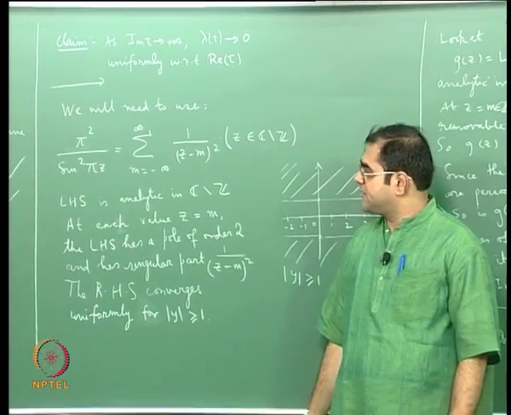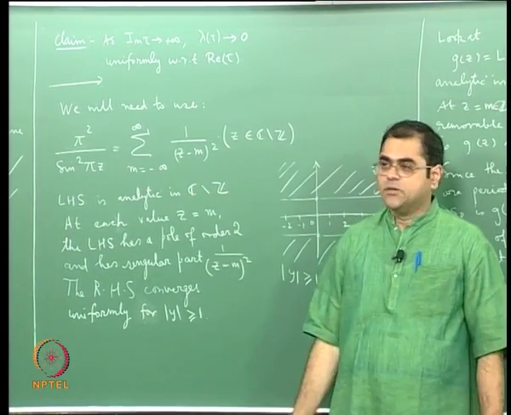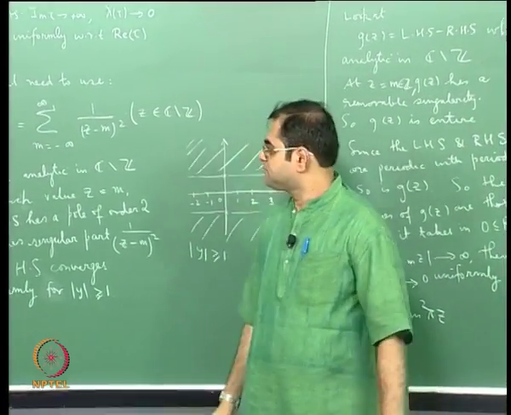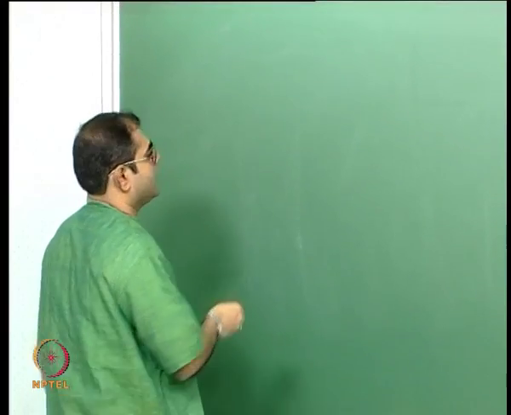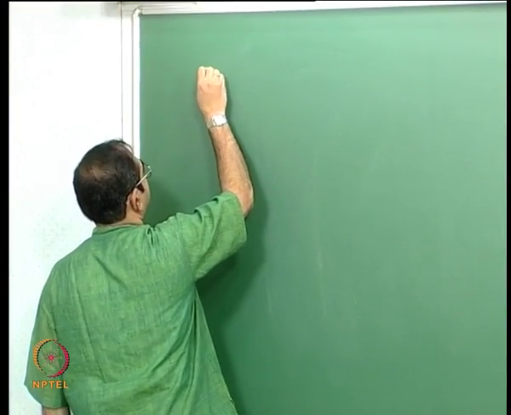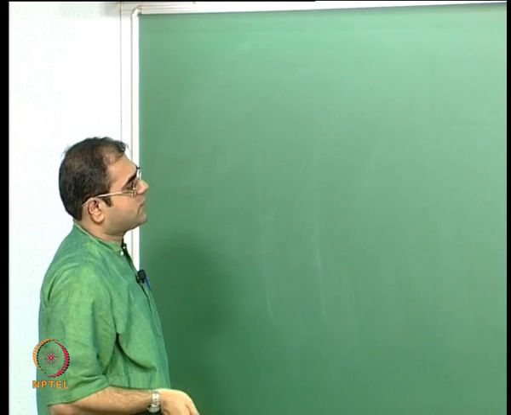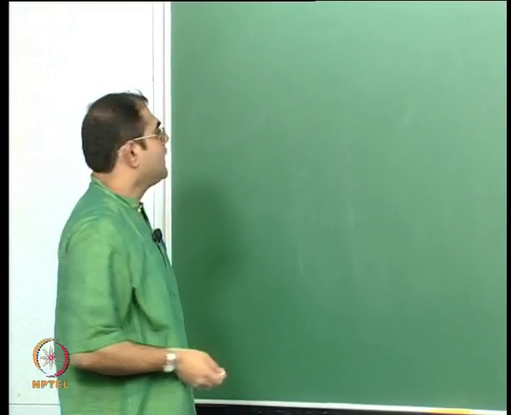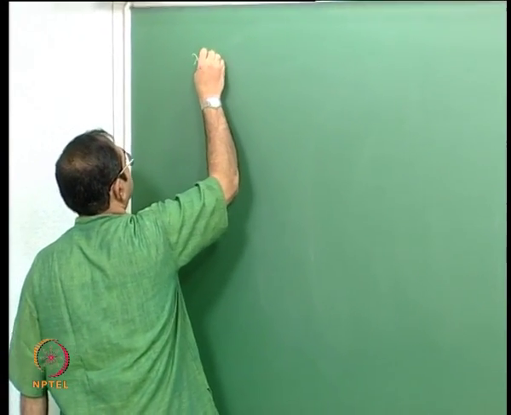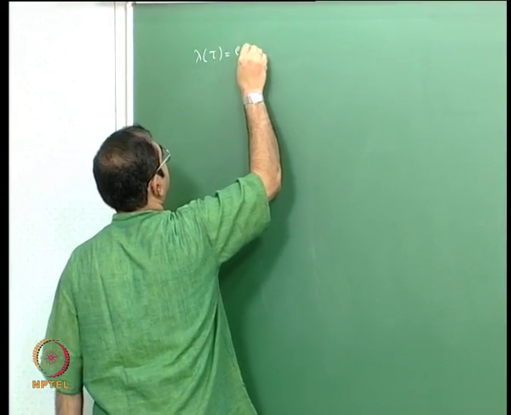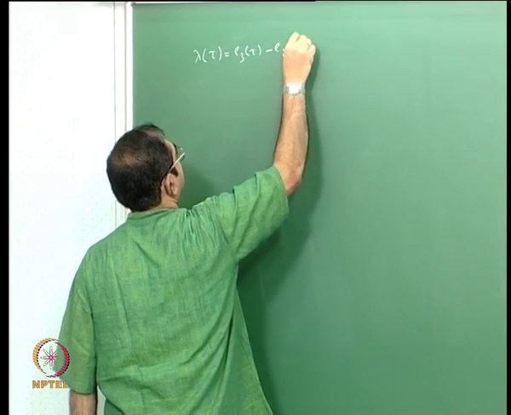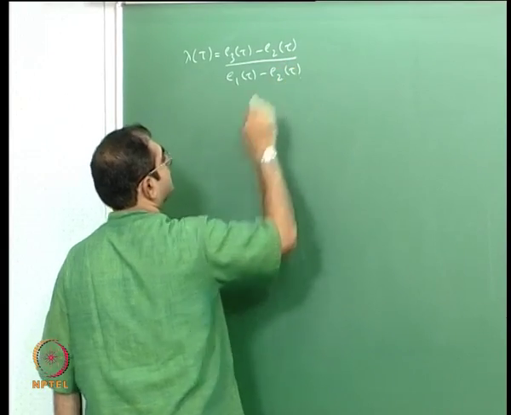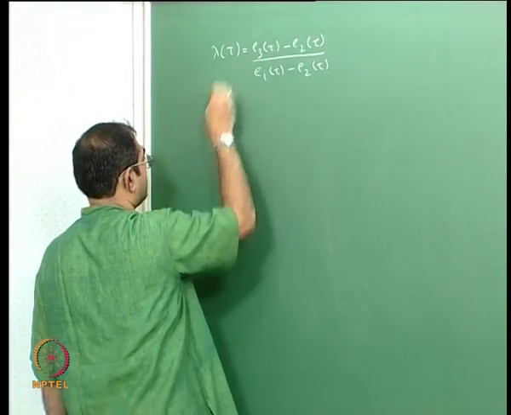Now the point is that we have to use this formula to get this claim. So we will do that next. What we are looking at is, we are trying to study what happens to lambda of tau as the imaginary part of tau goes to infinity. So lambda of tau is (E3 of tau minus E2 of tau) by (E1 of tau minus E2 of tau). So let us calculate what the numerator is.